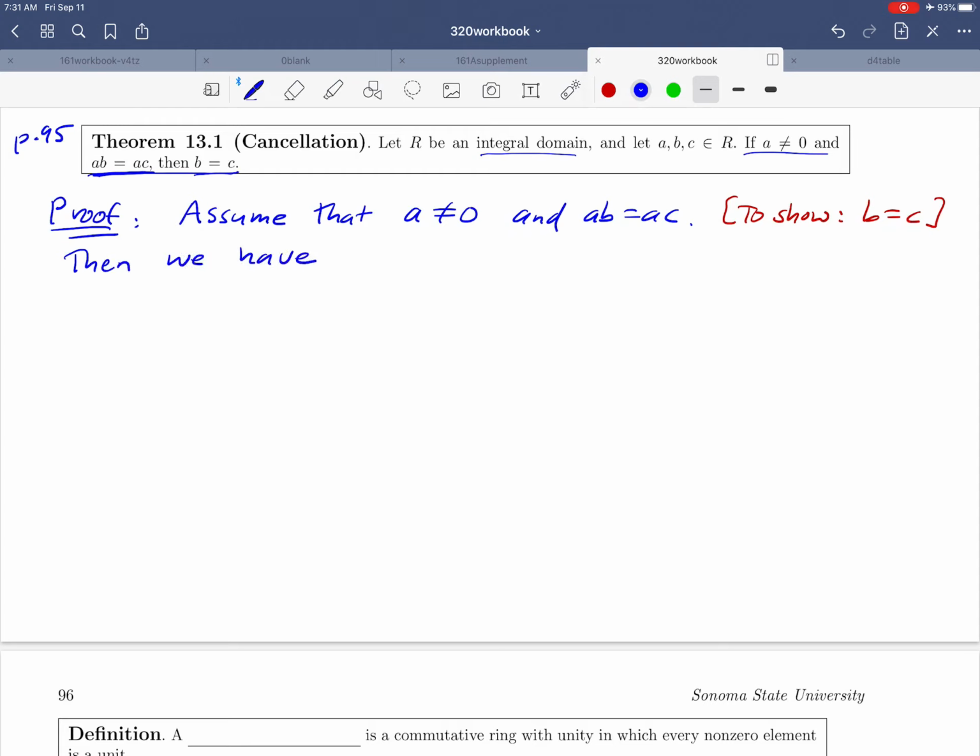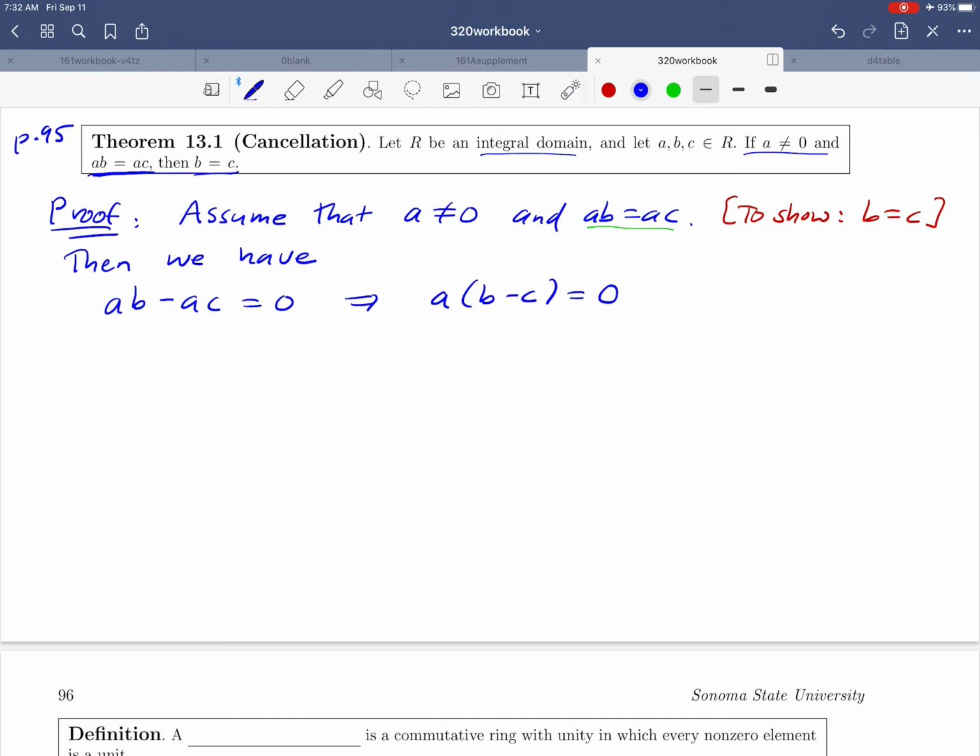Okay, so we started with a statement that looked like AB equals AC, so how about if we just subtract the AC from both sides? So AB minus AC equals 0. And then I claim that we can rewrite that as A times (B minus C) equals 0. Okay, can we really get away with doing that?